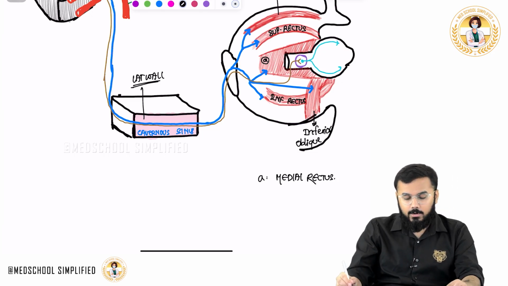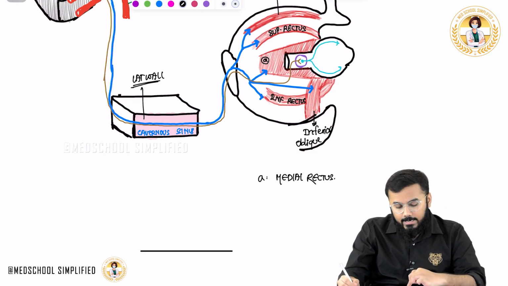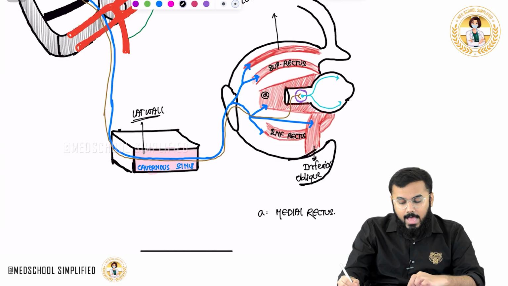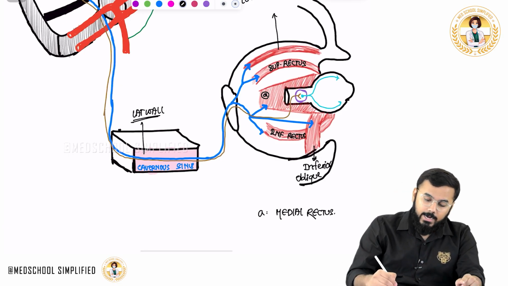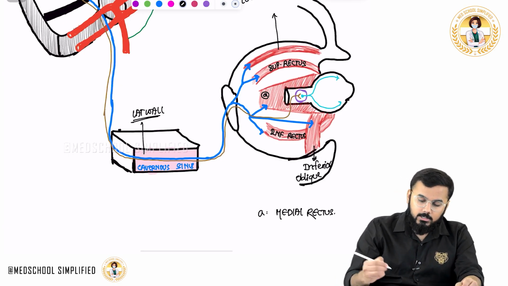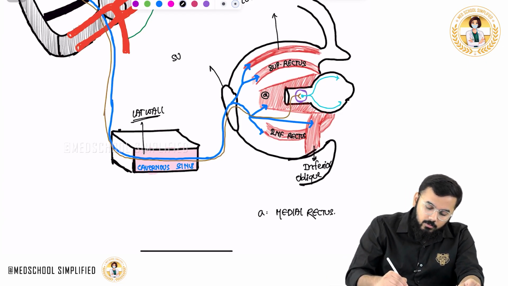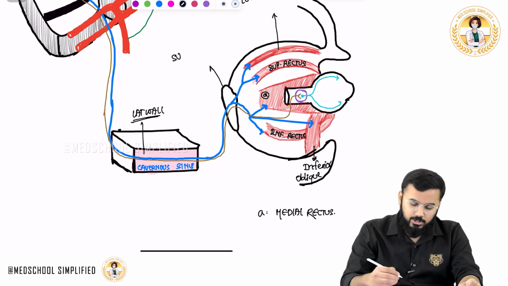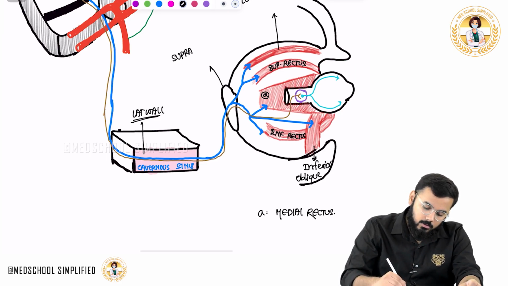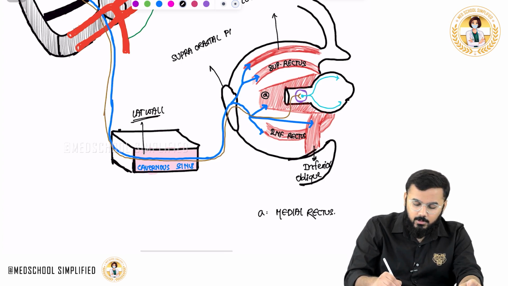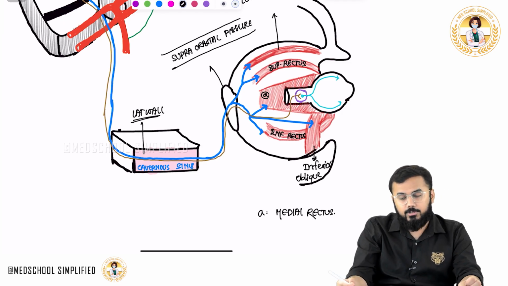So this particular nerve passes over the lateral wall of cavernous sinus, and then it is entering through this opening. What is this opening called? This opening is called supraorbital fissure. So fissure is different from foramen, don't confuse that. So this is supraorbital fissure.